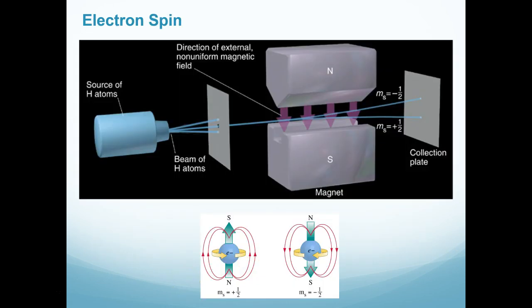And the initial experiment done to show that we have that last quantum number is this one, where you have a source of hydrogen atoms and you channel it into one beam, and you basically run that through an external magnet. And what happens is that beam splits into 2 different paths. So you have one situation where the magnetic field that's generated by the electron is either going to be going in the same direction as the external magnetic field, and we call that +1/2 spin, or it can be going against the external magnetic field, and we call that -1/2.